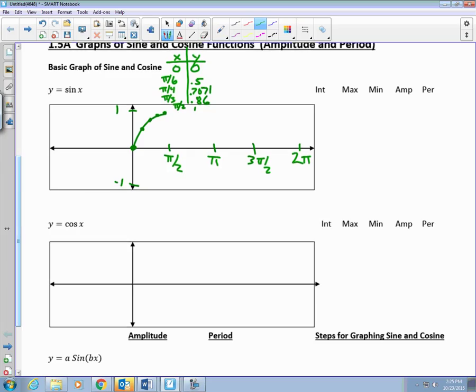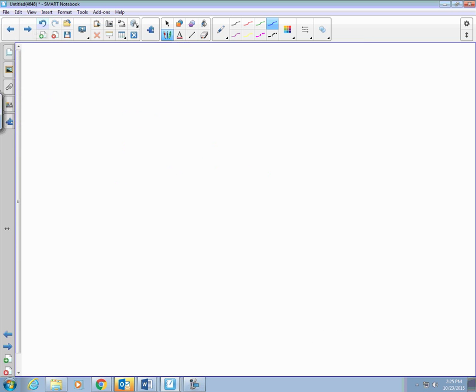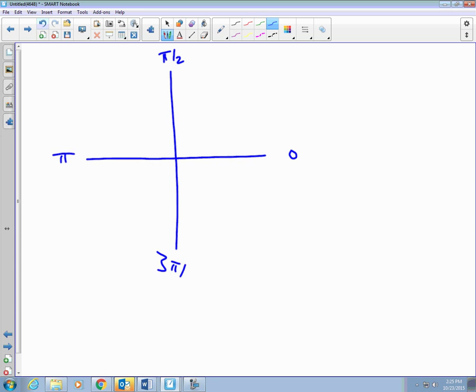Now, this is where the aha moment has to come into effect, you guys. Which quadrant is 0 to pi over 2? 0, pi over 2, pi, 3 pi over 2, 2 pi. Which quadrant is between 0 and pi over 2? 1.